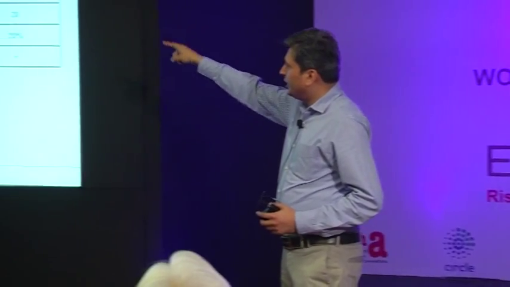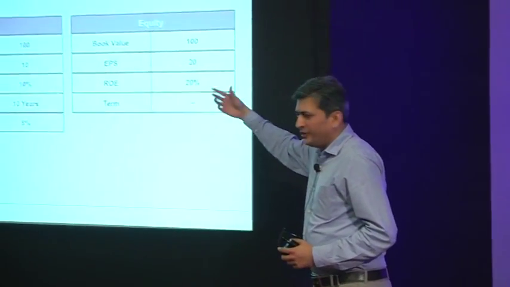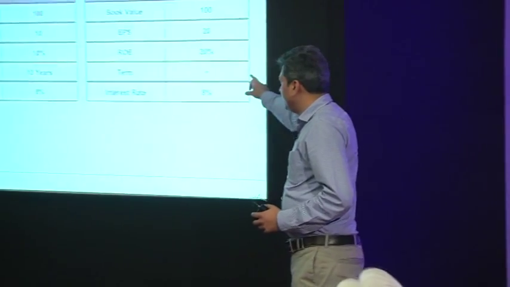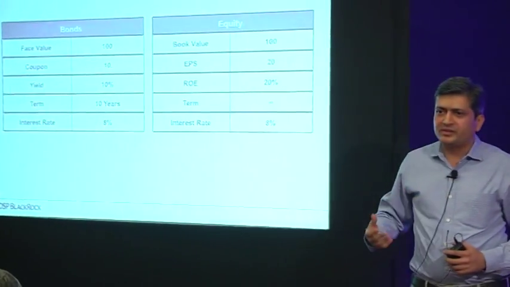So I'll explain that. The term for a company is infinity. We assume that companies will last forever. They won't shut down after 10 years like bonds. So there's a longer term of interest, a rate of period. And finally, interest rates in the system are the same, whether you're looking at equities or you're looking at bonds, the interest rate in the system is your basic hurdle rate, 8%.